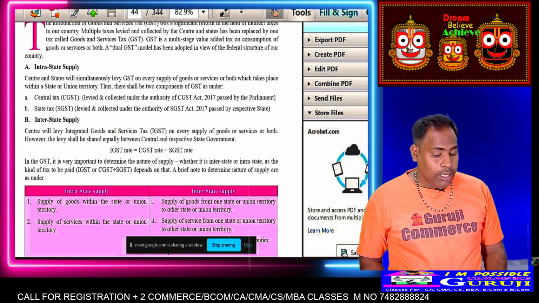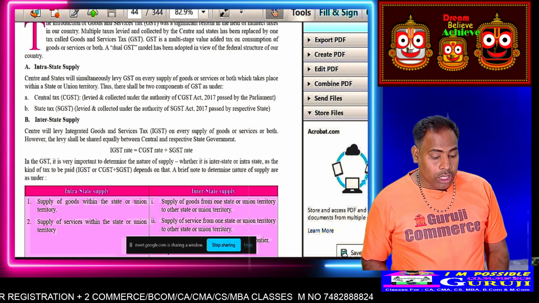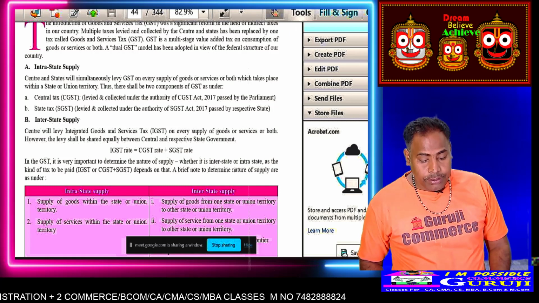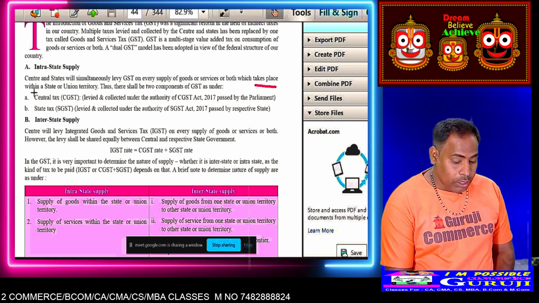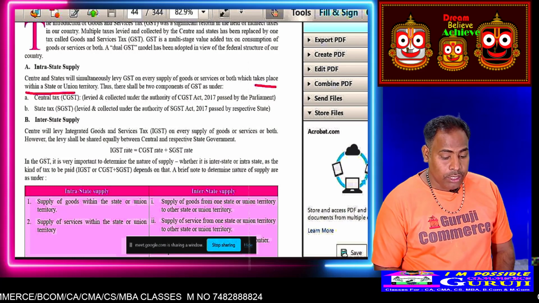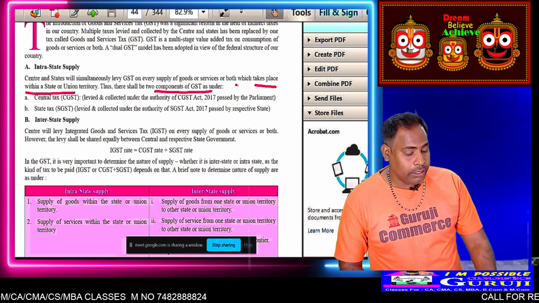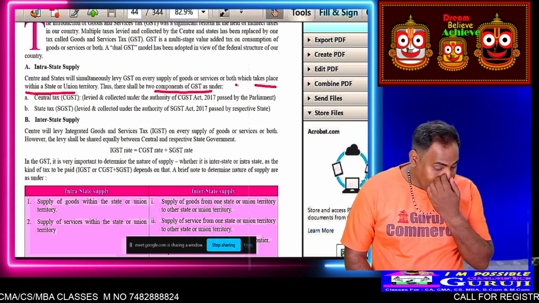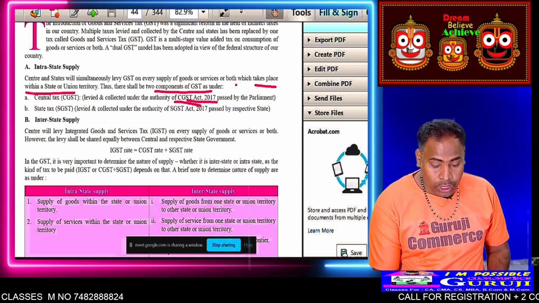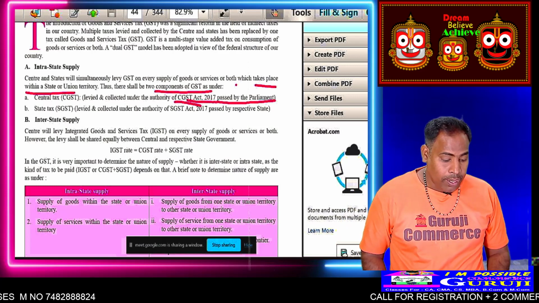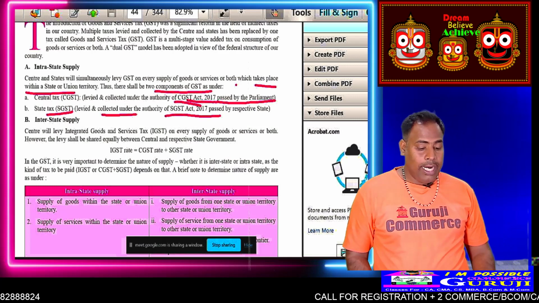In intrastate supply, the central and state will simultaneously levy the GST on every supply of goods or services, both of which take place within the state or union territory. Thus, there are two components of GST: CGST and SGST. Central GST is levied and collected under the authority of the CGST Act 2017 passed by the Parliament. Here SGST is levied and collected under the state government act.